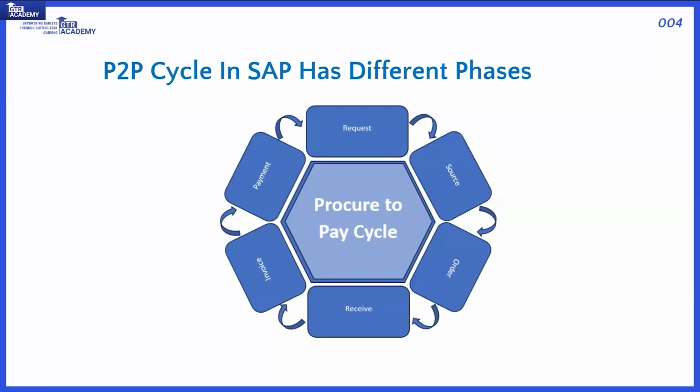Great. Let's start with the P2P phases. So what's a P2P cycle? P2P is not peer-to-peer, not your ordinary transactions that you're doing in a bank, or your payment gateways. It's the procure to pay cycle. So when I talk about procure to pay, what does it mean? You procure and you pay.